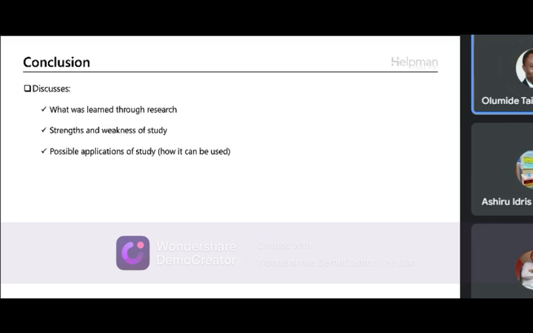Okay. Now the conclusion, right? What does it discuss? It talks about what was learned through this research. It will talk about the strengths and weaknesses of the study, and then possible applications of this study, possible ways in which this evidence, this thing you have created, can be used. Your evidence, your result can be useful.